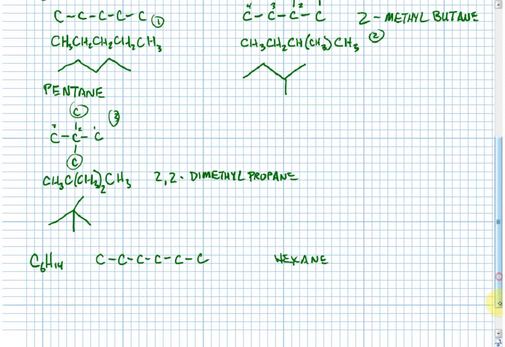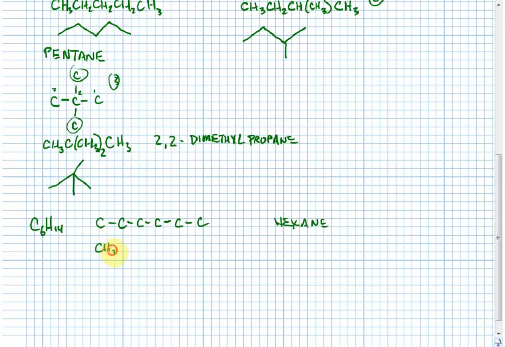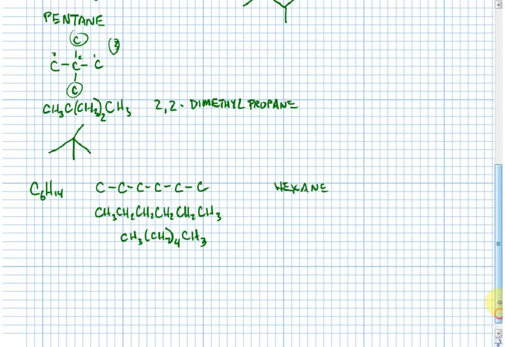Condensed structure, CH3, CH2, CH2, CH2, CH2, CH3. We can condense this just a little further if we want. CH3, CH2, 4, CH3. We can take all of these CH2s in the middle and condense those down further. And then the skeleton, 6 carbons in a row. 1, 2, 3, 4, 5, 6. There's our skeleton structure of hexane. Good. It's the simplest isomer.